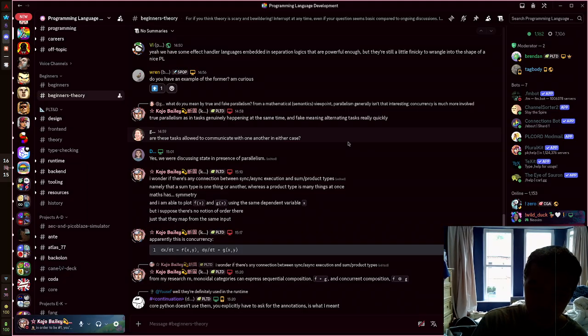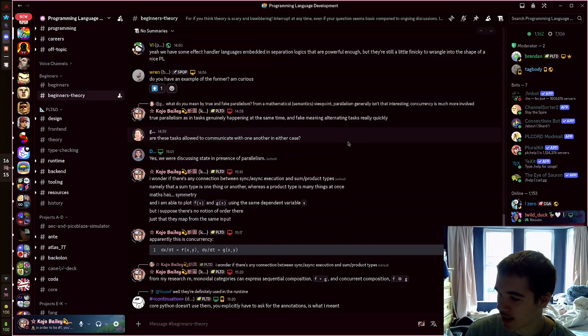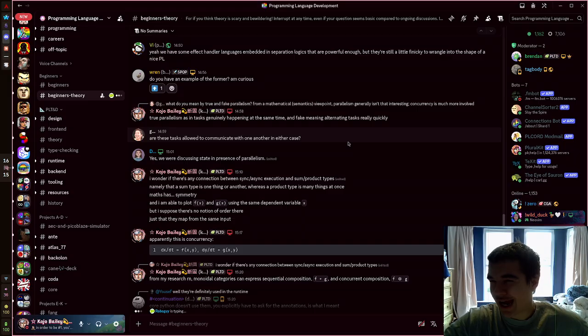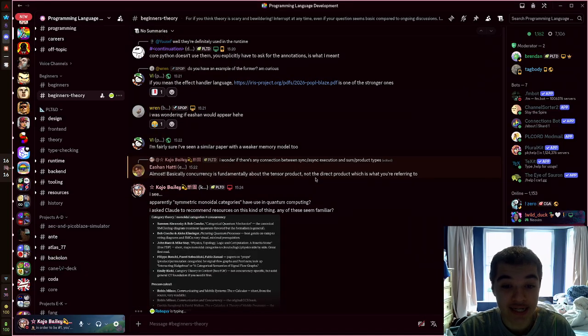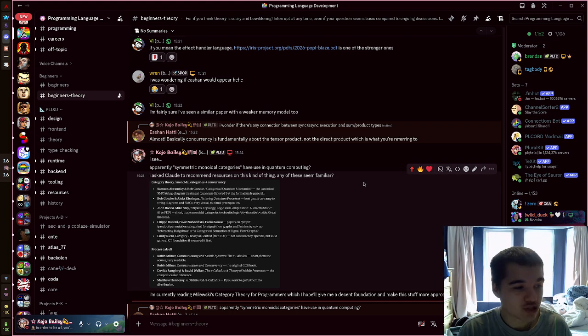You can represent an async operation or operations as a kind of product type. Although I believe it's a tensor product, whatever that means. There are some kind of associativity or commutativity laws and whatnot. I don't really understand it, and I want to read more deeply into it. But the point is there is a way to represent concurrency, and it's so useful that it's literally used in quantum computing, which is kind of crazy.